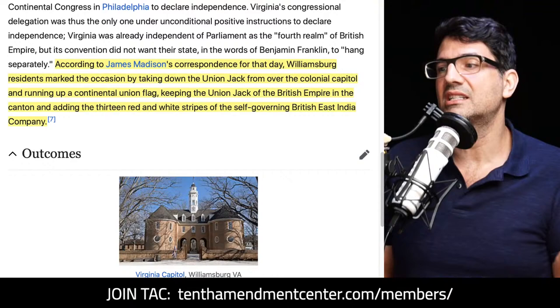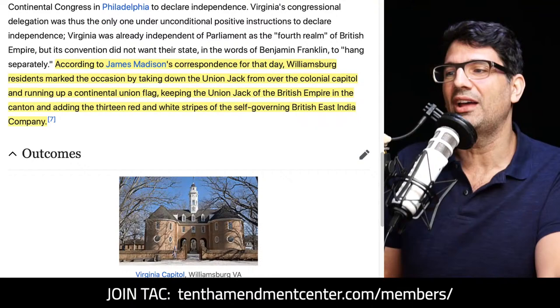They took down the Union Jack from over the colonial capital and ran up a Continental Union flag, keeping the Union Jack of the British Empire in the canton and adding the 13 red and white stripes of the self-governing British East India Company. So that was pretty momentous for that point.